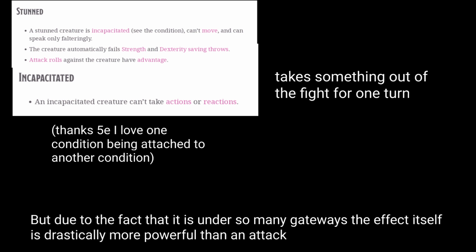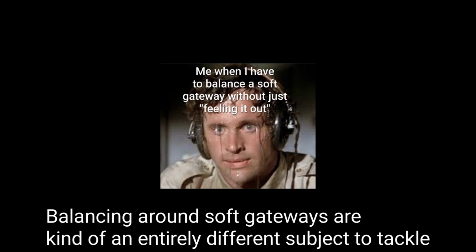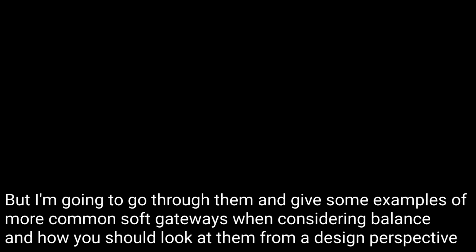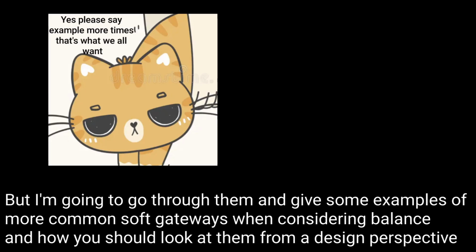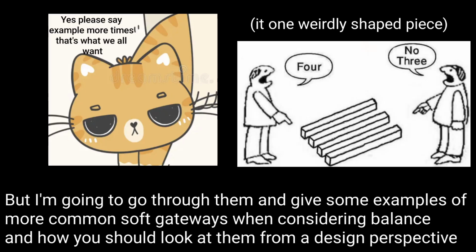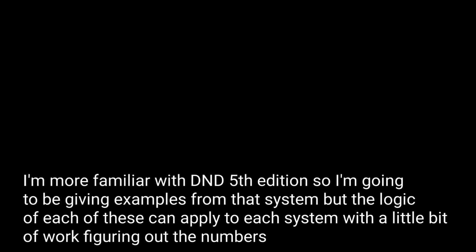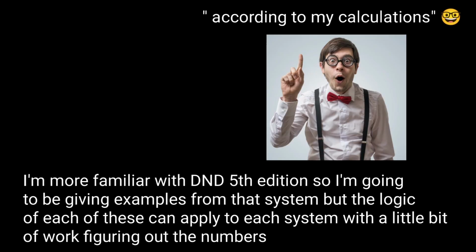Balancing around soft gateways is kind of an entirely different subject to tackle, but I'm going to go through them and give some examples of more common soft gateways when considering balance, and how you should look at them from a design perspective. I'm more familiar with D&D 5th edition, so I'm going to be giving examples from that system, but the logic of each of these can apply to each system with a little bit of work figuring out the numbers.